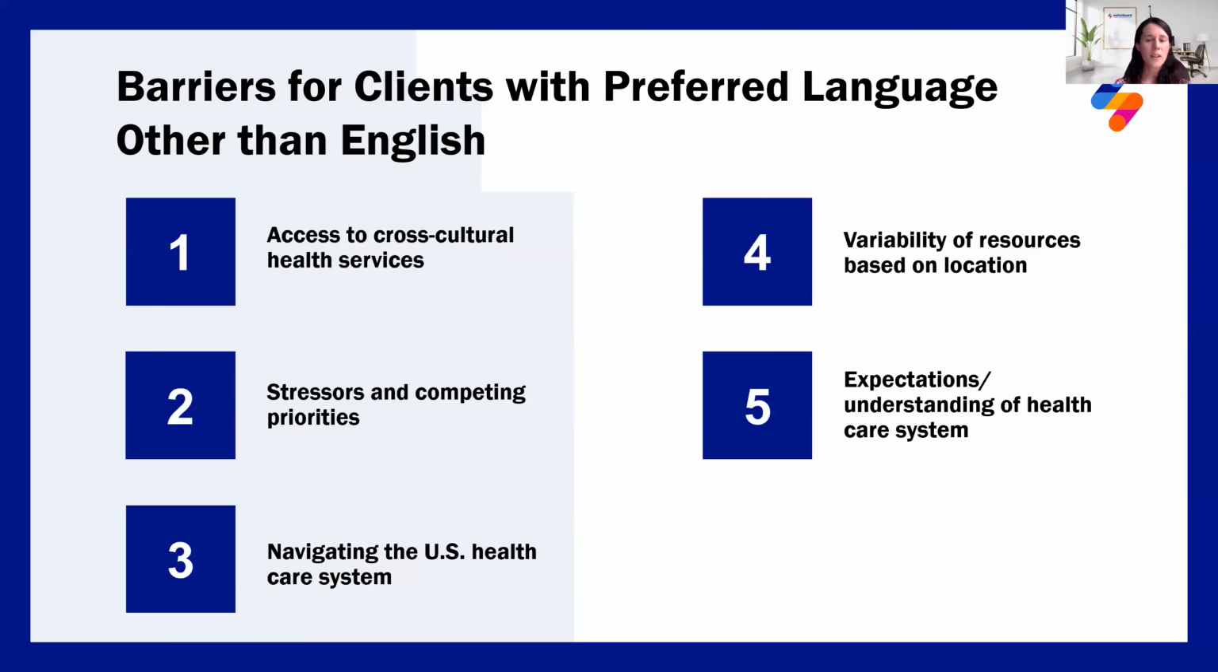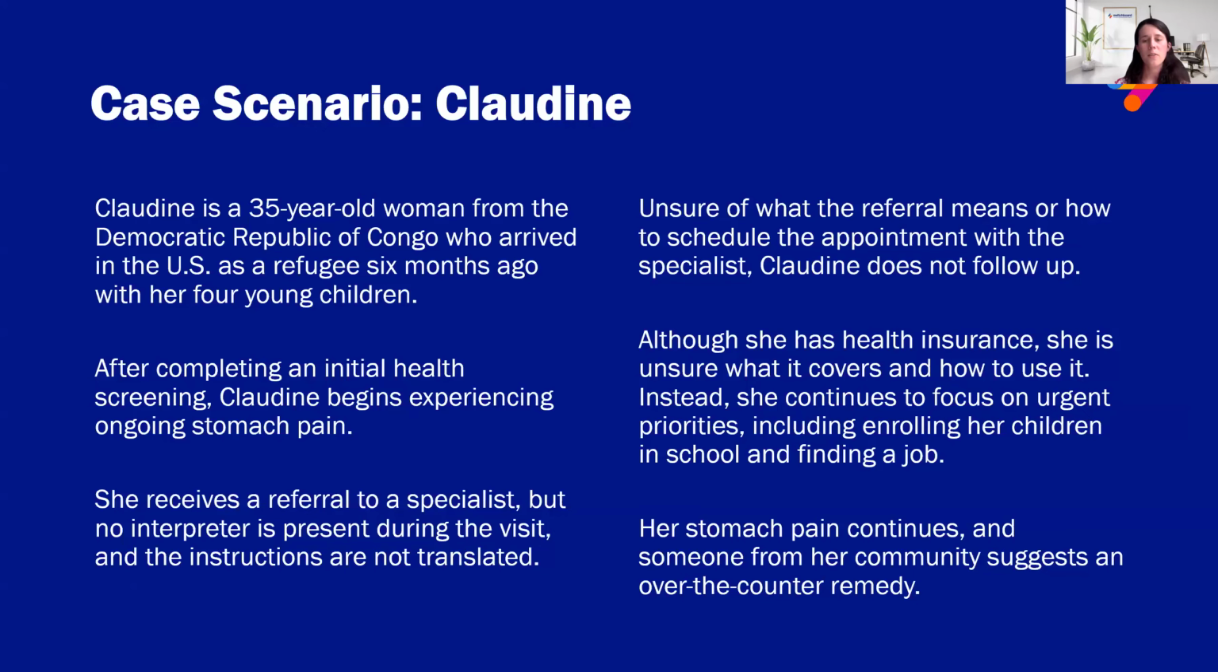And then also, as you guys noted, newcomer communities might have different expectations of the healthcare system and of what preventative care means or how important it is, based on what they experienced in other countries. And they might not trust the healthcare system. On top of that, if newcomers have complex medical or mental health needs, the barriers can be quite significant. So on the next slide, we're now going to go to a case scenario with a fictitious client named Claudine to help us think through some of the points we'll cover today.